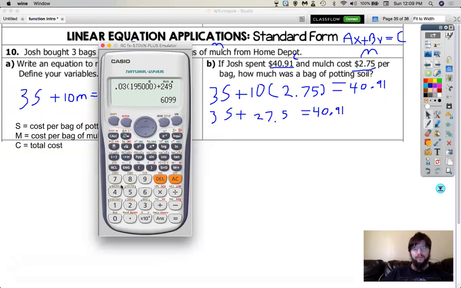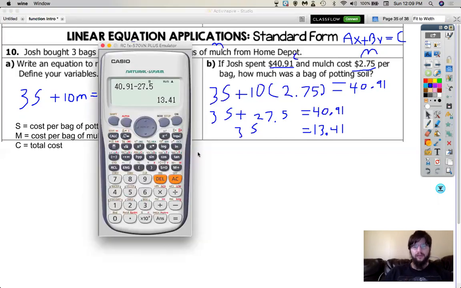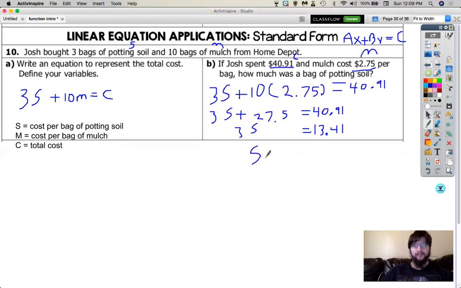So then you do 40.91 minus 27.50, which is, so this is one case we do deal with decimals, money, 13.41. So 3S equals 13.41. So I'm going to divide that by 3. And I get 4.47. So 1 bag of potting soil costs $4.47. Done.